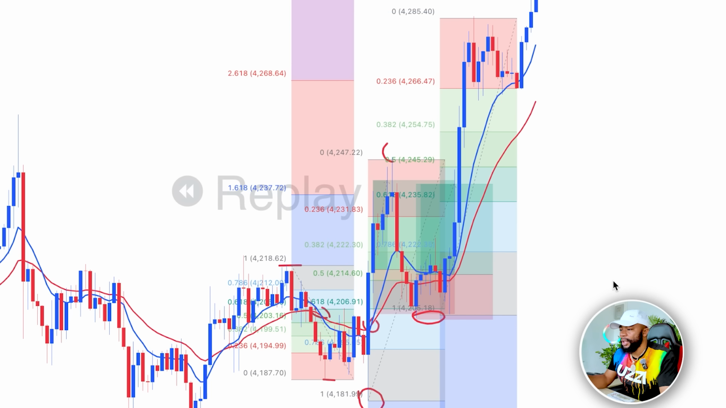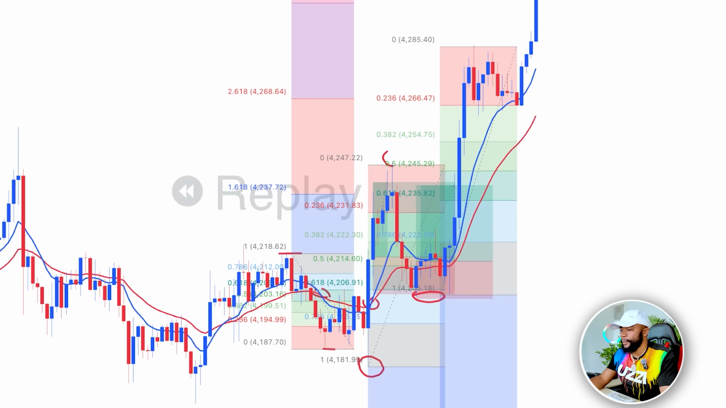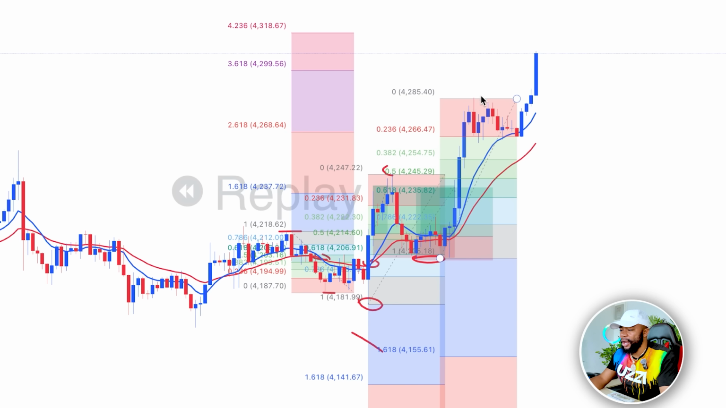And boom, now this area, let me show you guys this. This area is now violated. So our most significant swing low now is here. This is our most significant swing low, and we are now waiting for the next significant swing high to print.